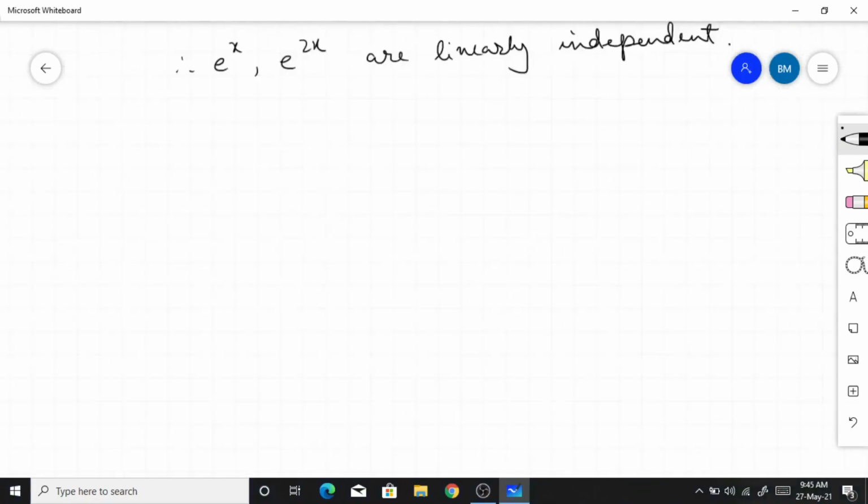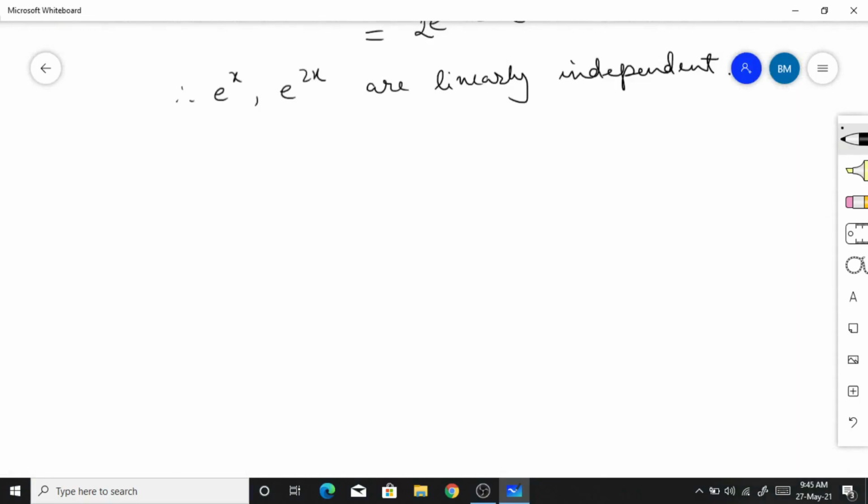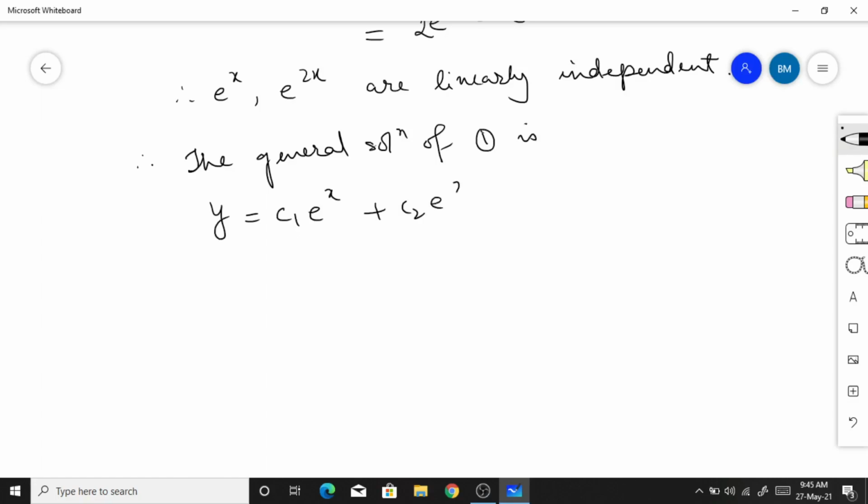So we have got two linearly independent solutions of equation 1. To find the general solution, we have to write their linear combination. Thus, the general solution of 1 is y equal to c1 e to the power x plus c2 e to the power twice x, where c1 and c2 are arbitrary.